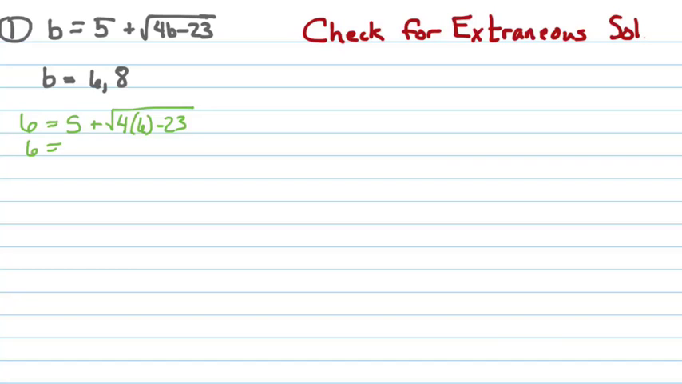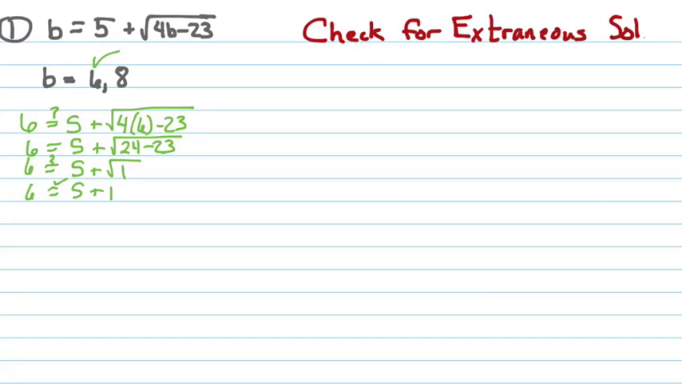And so is 6 equal to 5 plus the square root of 24 minus 23? So is 5 plus the square root of 1 equal to 6? And the square root of 1 is 1, so 5 plus 1, that does equal 6. So this one checks out.